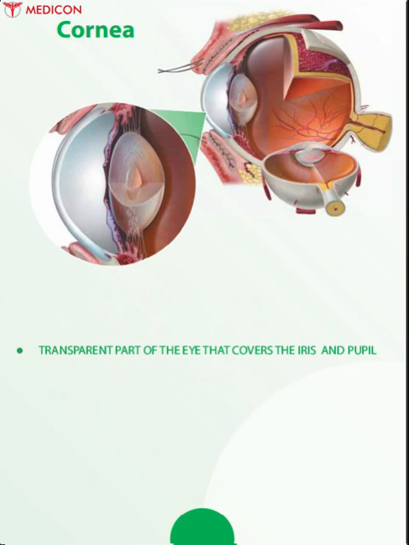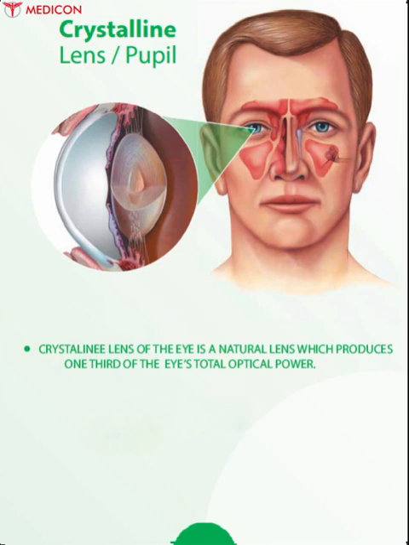Cornea. The cornea is a transparent part of the eye that covers the iris and the pupil and allows the light to enter inside the eye. Crystalline lens. The crystalline lens of the eye is a natural lens which produces 1/3 of the eye's total optical power and focuses light into an image on the retina.